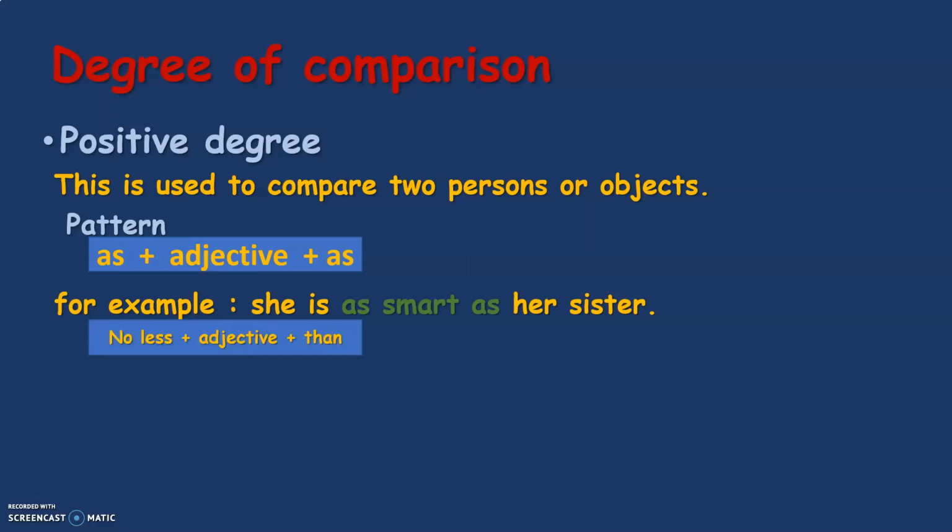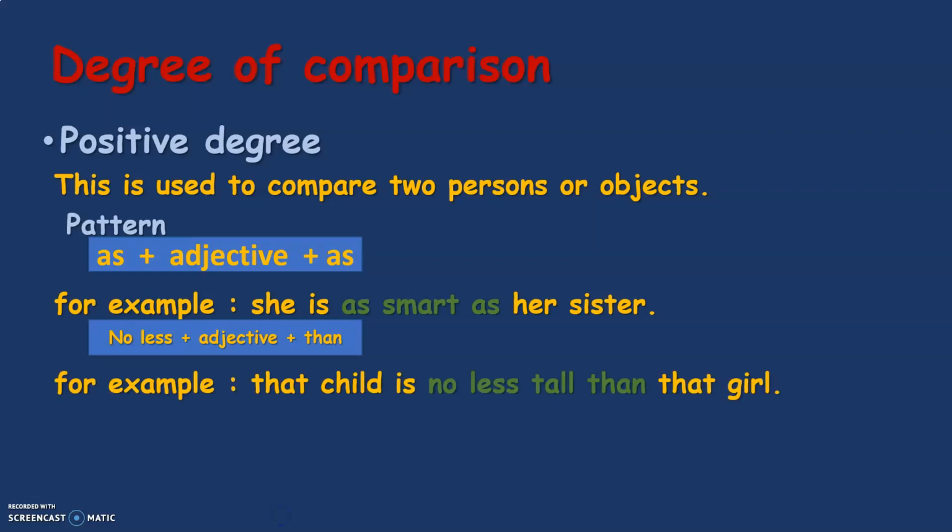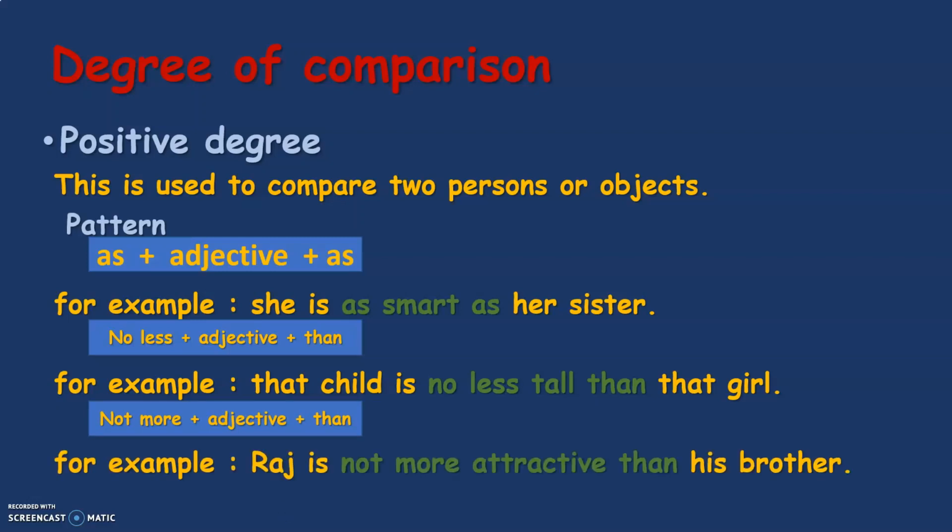The other pattern is no less plus adjective plus than. So we can say that child is no less tall than that girl. Not more, adjective plus than. Raj is not more attractive than his brother. Okay, so positive degree has basically these three types of patterns.